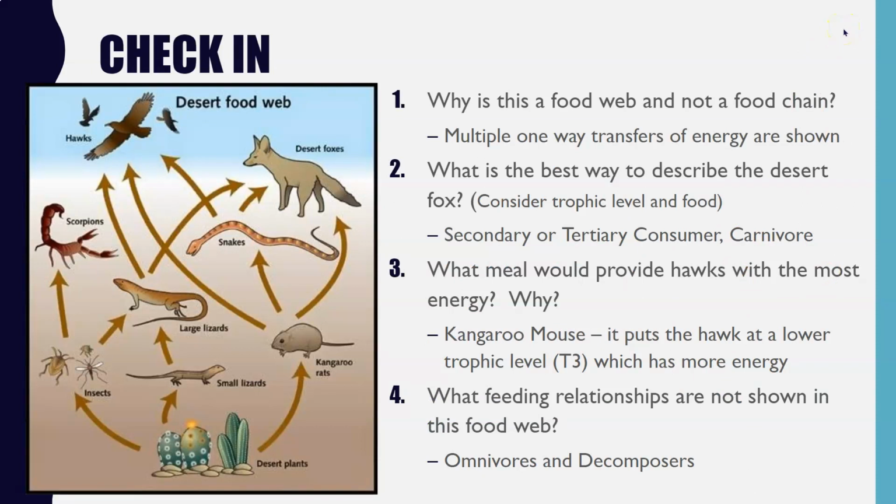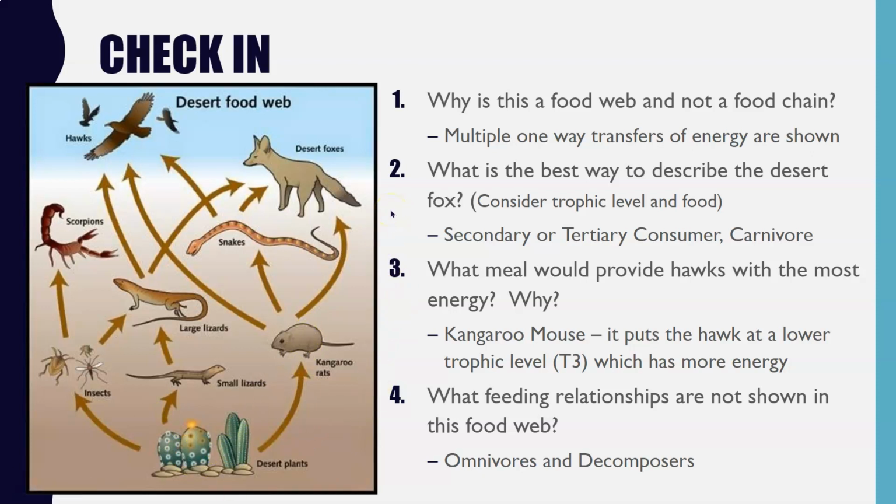Why is this a food web and not a food chain? So we're seeing multiple one-way transfers of energy. We can start with the desert plants and go 3 different directions to small lizards, kangaroo rats, or insects. So this is a food web and not a one-way food chain. Okay, if you broke this up, you would have 3 distinct food chains starting with desert plants.